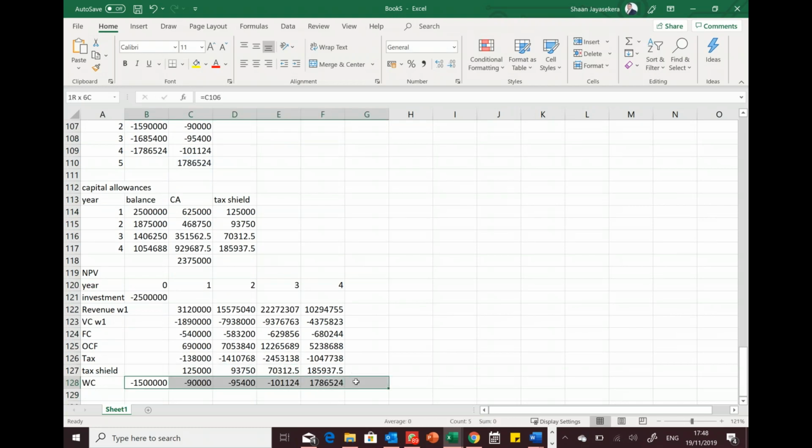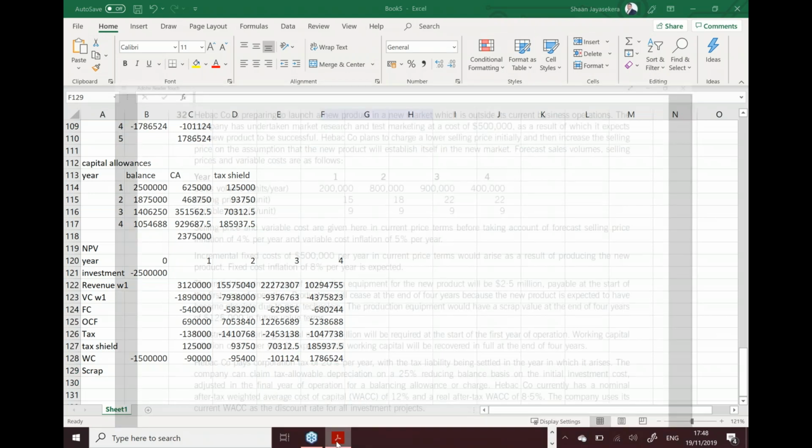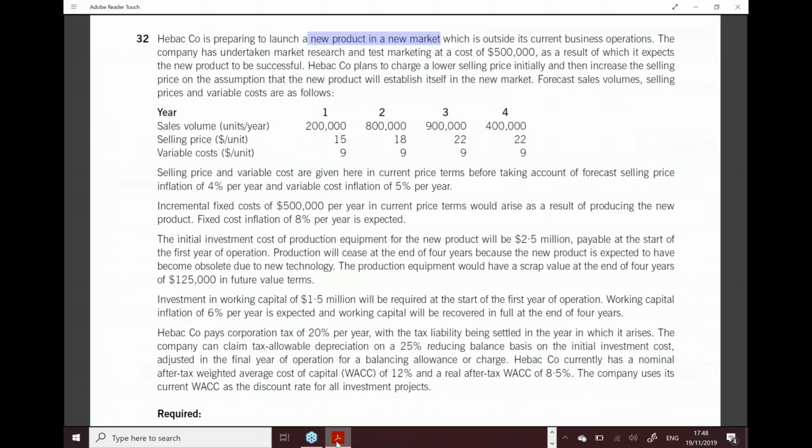If you just add this across, since you invested and you recover it fully at the end, this should logically add up to 0. There you go. That seems correct. Okay. Then also bring your scrap. Okay, and your scrap value, I believe, was 1,500,000, was it? 125,000.